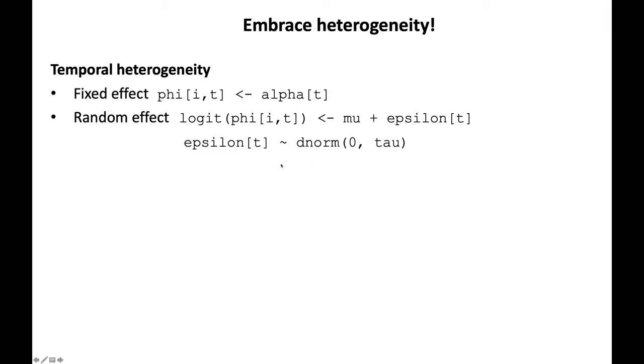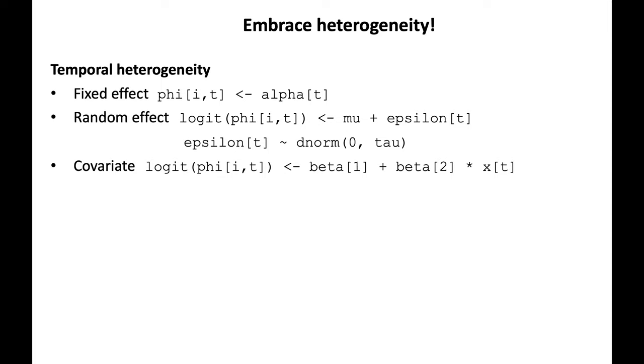Last, you might have an idea of the sources of temporal variation in survival, in which case you may adopt a GLM-like approach, and you write the survival as a linear function of a covariate here, x, that is time dependent, that captures the variation from one year to the other, or from one capture occasion to the other. And again, on the logit scale, right?